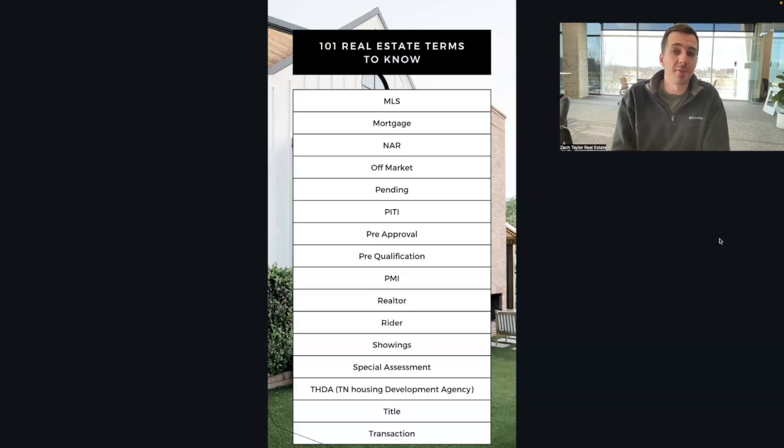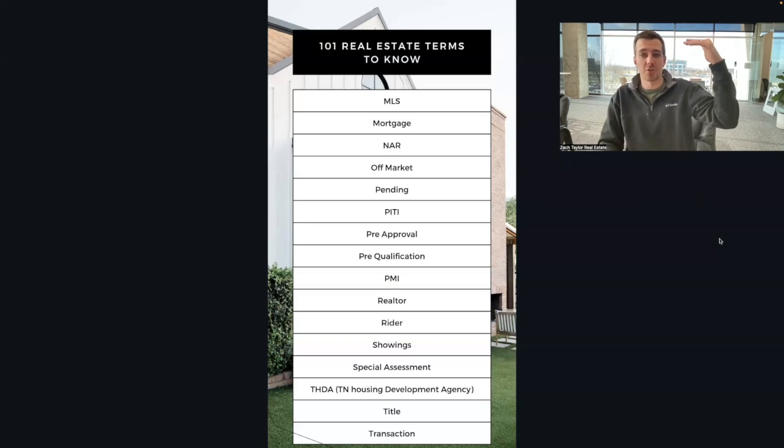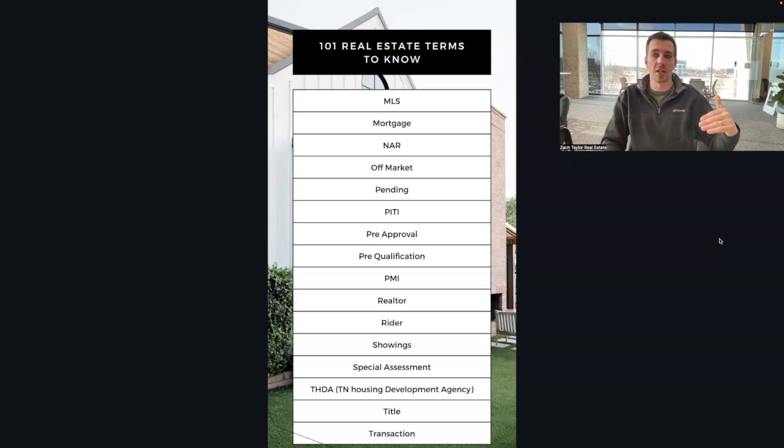Realtor. So this is a different designation than a real estate agent. A realtor means a real estate agent has joined NAR, the National Association of Realtors, plus a local association, deeming them a realtor. Realtors have to abide by an additional code of ethics and higher standards. So that's a realtor designation.